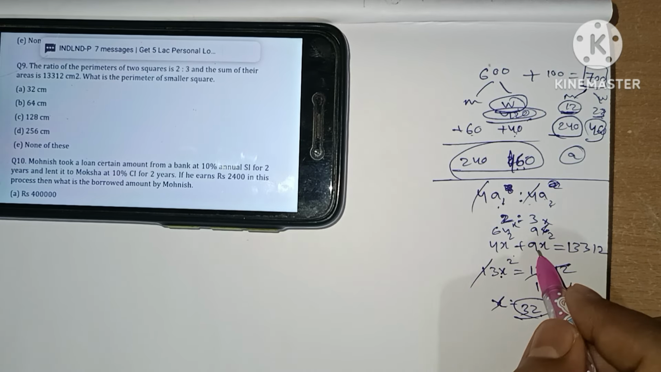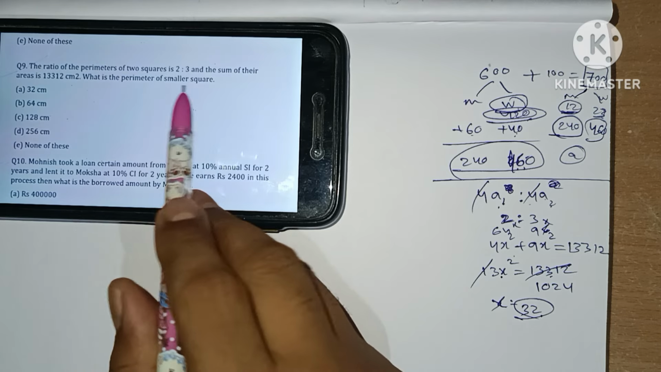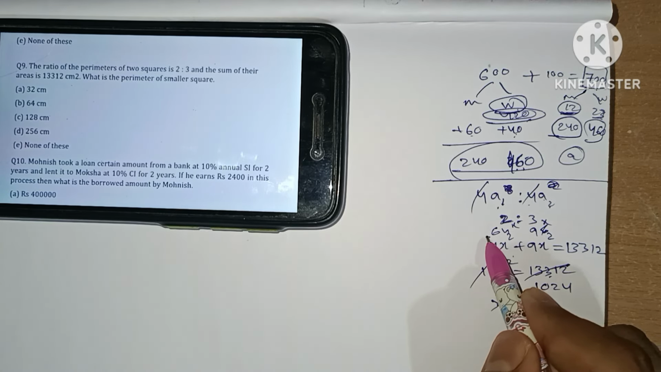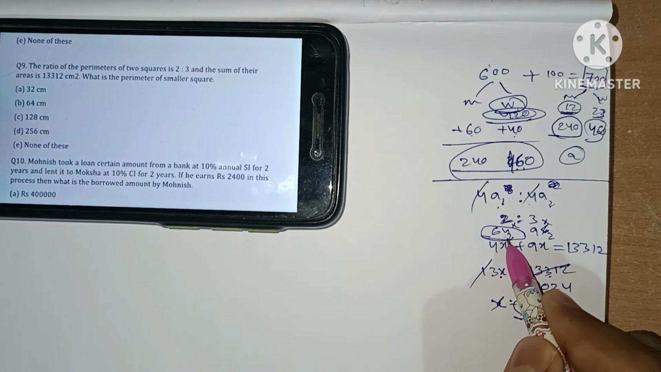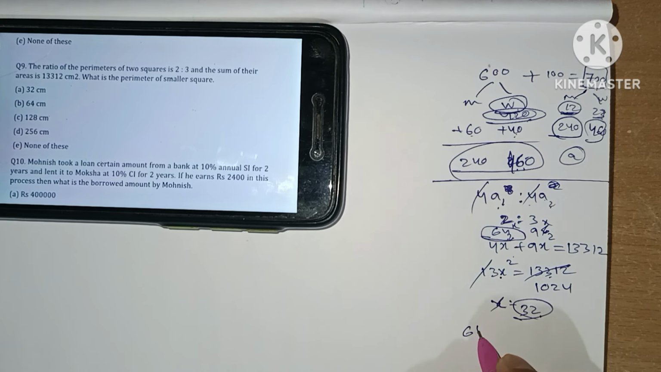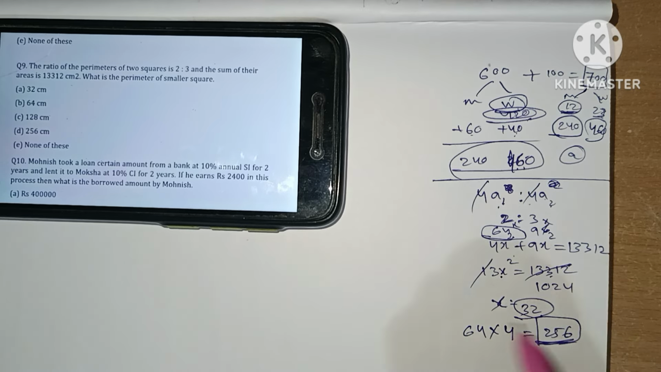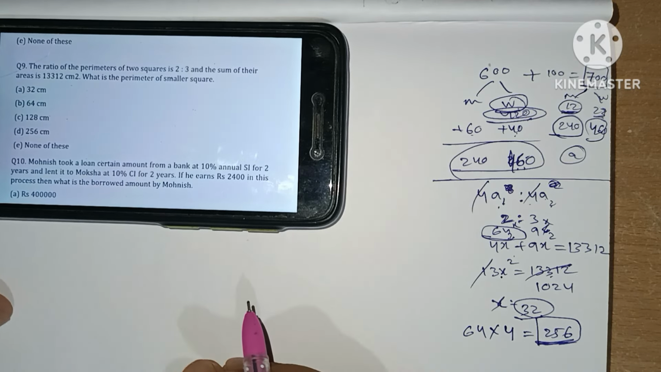The question asked is what is the perimeter of the small square. The side of the small square is 64. Perimeter means 4 sides, so 4 times 64, which will be 256. So this is our answer, 256. Option D is our answer.